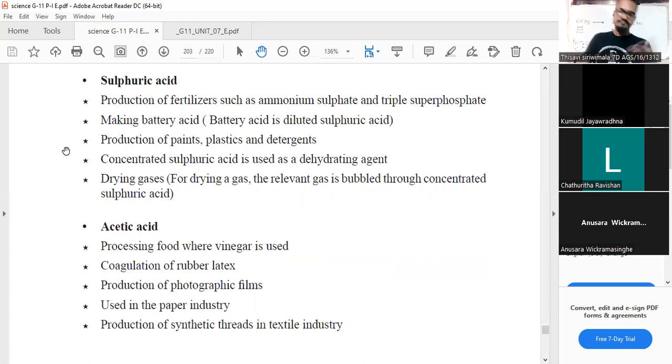Acetic acid. The dilute one is called vinegar. So vinegar is dilute acetic acid. Coagulation of rubber latex means once the rubber latex is collected, it has to be converted to a sheet rubber.